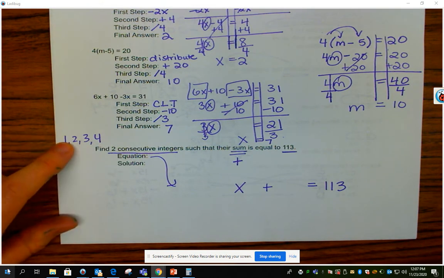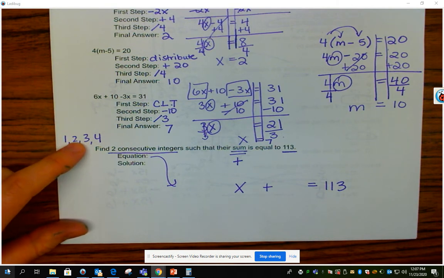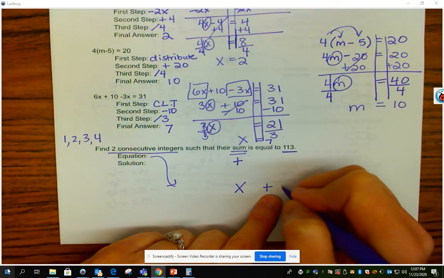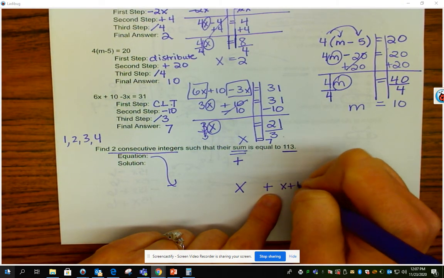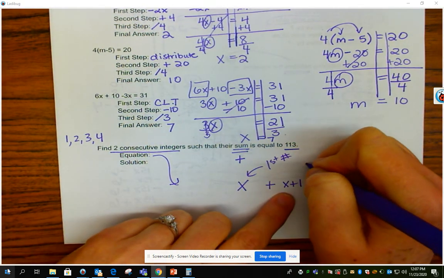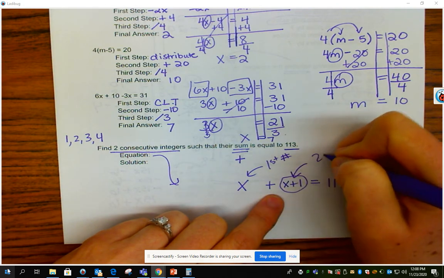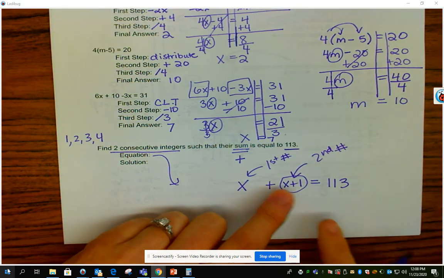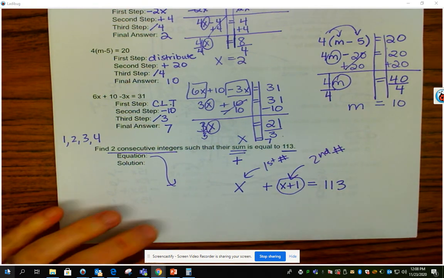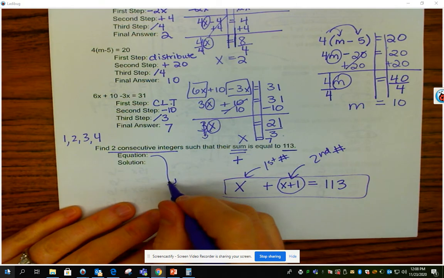And then say my first integer was 1. What would I have to do to 1 to get to the next one? I'd have to add 1, right? If my first number was 2, I'd have to add 1 to get to 3. If my first one was 3, I'd have to add 1 to get 4. So we can make our second integer x plus 1. So this is our first number. And then x plus 1 is our second number. And we know that their sum, when we add them together, is 113. Okay, so that's our equation here.